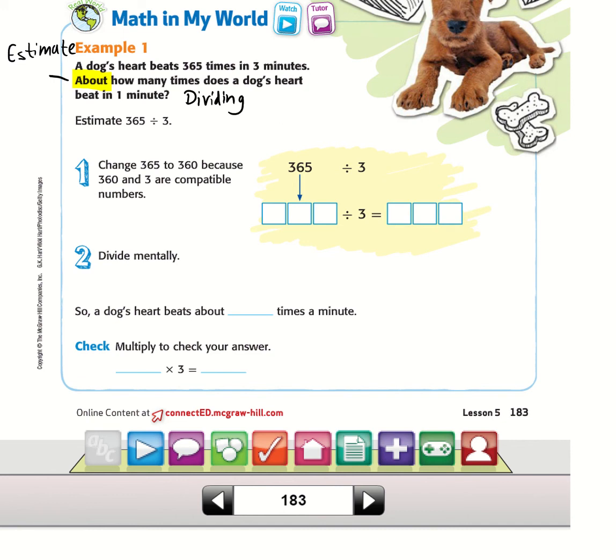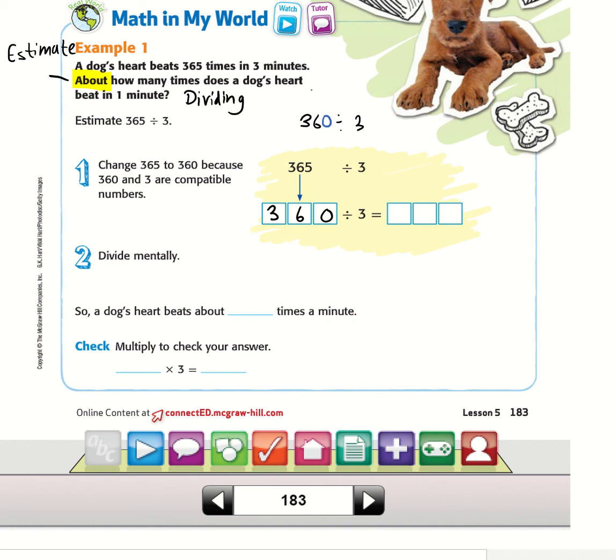Step 1. Change 365 to 360 because 360 and 3 are compatible. So one thing that may help is I know 36 and 3 are compatible. So I know if 36 and 3 are compatible, that must mean 360 and 3 are compatible as well. So 360 divided by 3.